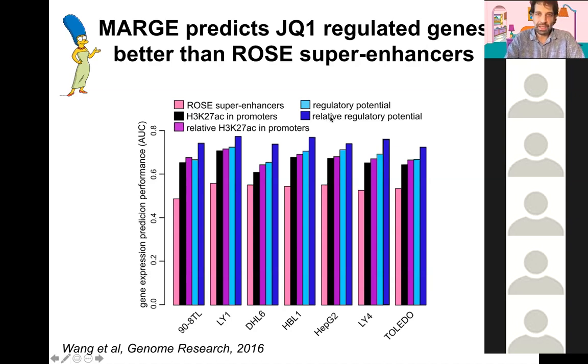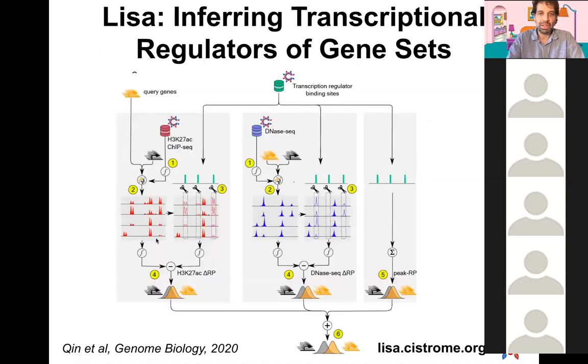We find actually that this relative regulatory potential is a lot stronger than the super enhancer approach. In a lot of cases, super enhancer is really just marginally above random prediction. The relative regulatory potential is a much stronger predictor. And so this is just going back to the MARGE idea, which was to calculate this regulatory potential based on signal.